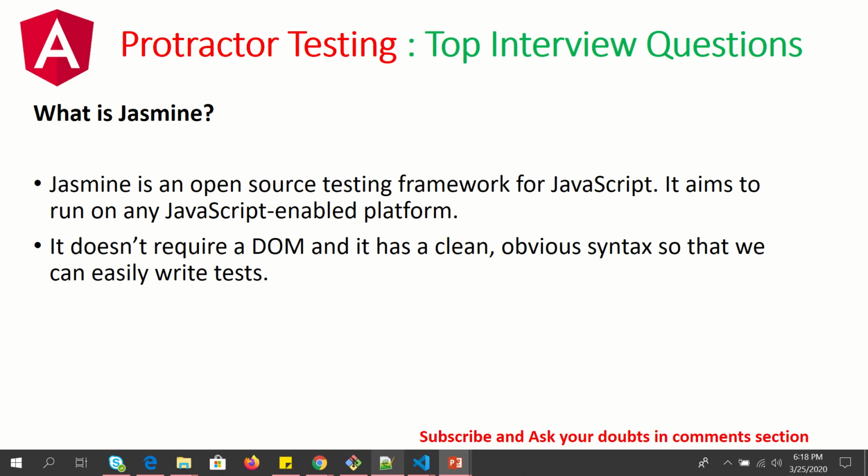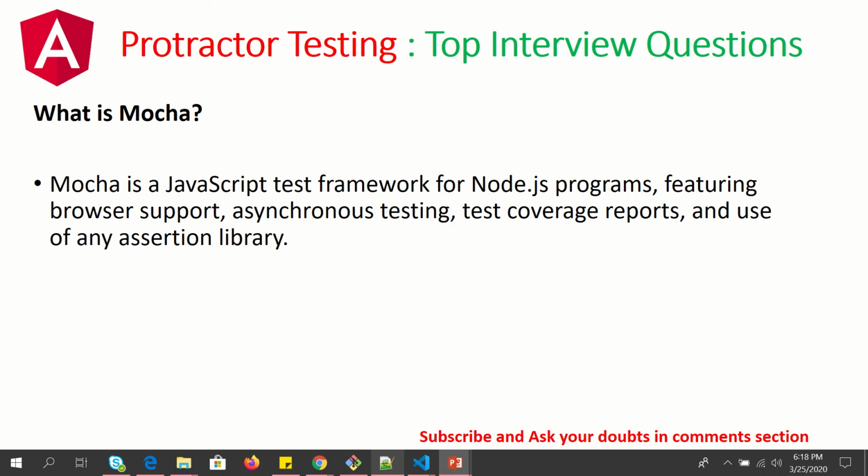So what is the Jasmine framework? Jasmine is an open source testing framework for JavaScript. It aims to run on any JavaScript-enabled platform. It doesn't require a DOM, and it has a clean, obvious syntax so that we can easily write tests. Now, what is Mocha? Mocha is a JavaScript test framework for Node.js programs, featuring browser support, asynchronous testing, test coverage reports, and the use of any assertion library.